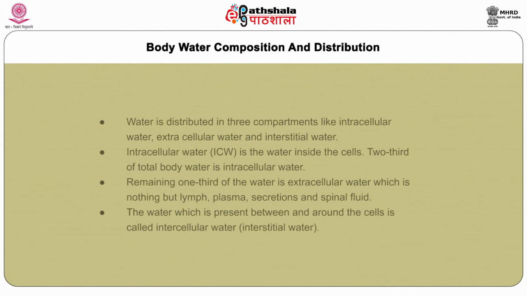Water is distributed in three compartments: intracellular water, extracellular water and interstitial water. Now let's see what intracellular, extracellular and interstitial water are. Intracellular water is the water which is present inside the cell. 2/3 of the body water is intracellular water. The remaining 1/3 of the water is extracellular water, which is nothing but lymph, plasma, secretions and spinal fluid.